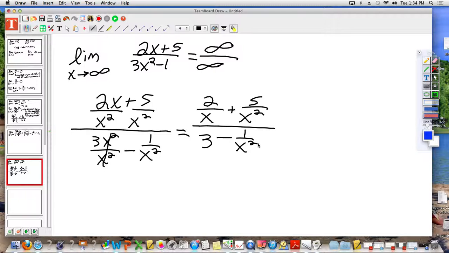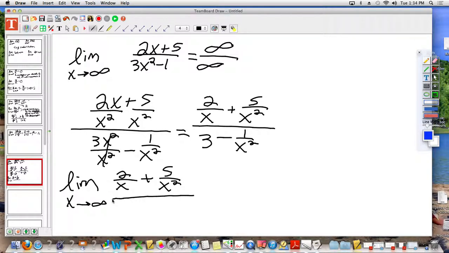Okay, now we have to do the limit as x approaches infinity of 2 over x plus 5 over x squared, divided by 3 minus 1 over x squared. All right, what about 2 over x? What happens if you replace x with infinity? 0. You get 0. All right, what about this?